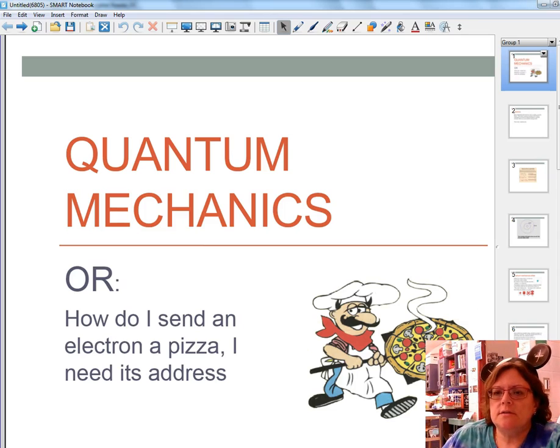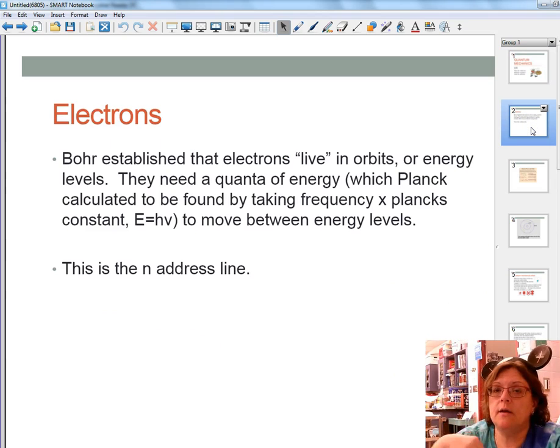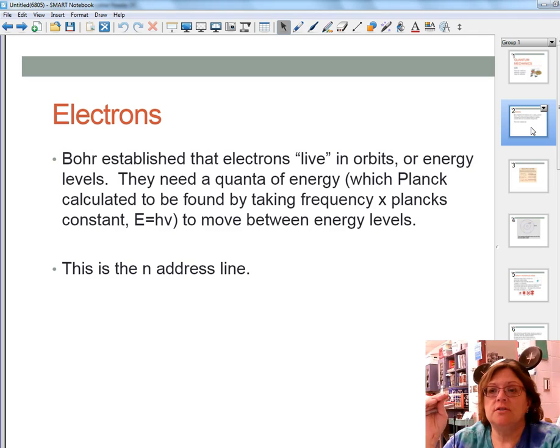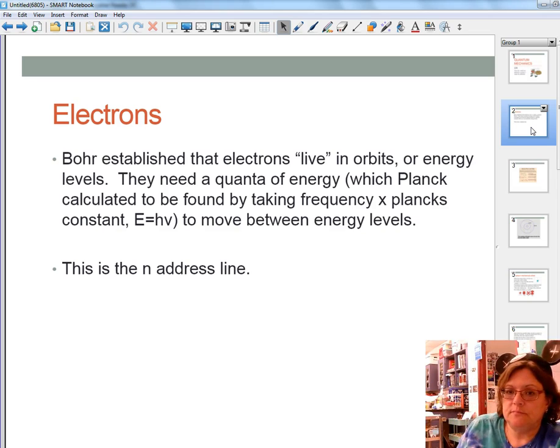Alright, we're going to have a quick lesson on quantum mechanics. Quantum mechanics, or how do I send a pizza to an electron? Okay, reminder, electrons. Bohr established that electrons live, quote, in orbits or energy levels. They need to have a quanta of energy, which Planck calculated to be found by taking frequency times Planck's constant. They need a quanta of energy to move between energy levels.